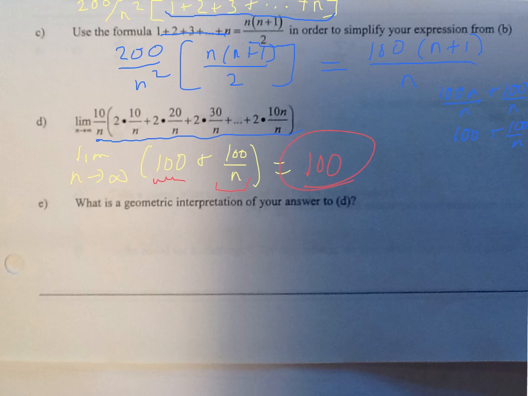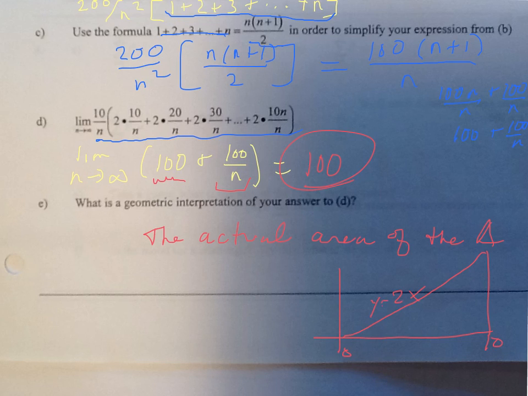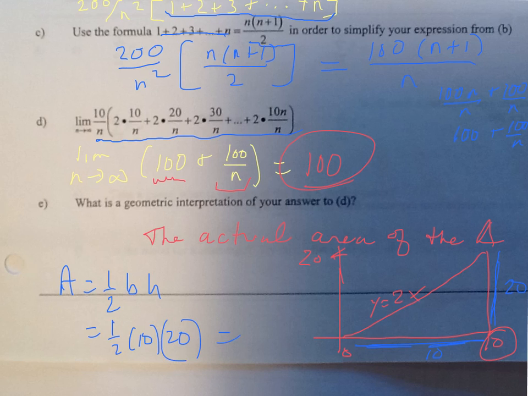And then what's the actual geometric interpretation to your answer in D? Well, that's the actual area of the triangle. If you think about it, the original picture was a triangle between 0 and 10. We had 2x as our function, so 10 times 2 would give me a highest value of 20. So my base would be 10 and my height would be 20. The area of a triangle is 1/2 my base times my height, so I have 1/2 times 10 times 20, and that is 100.